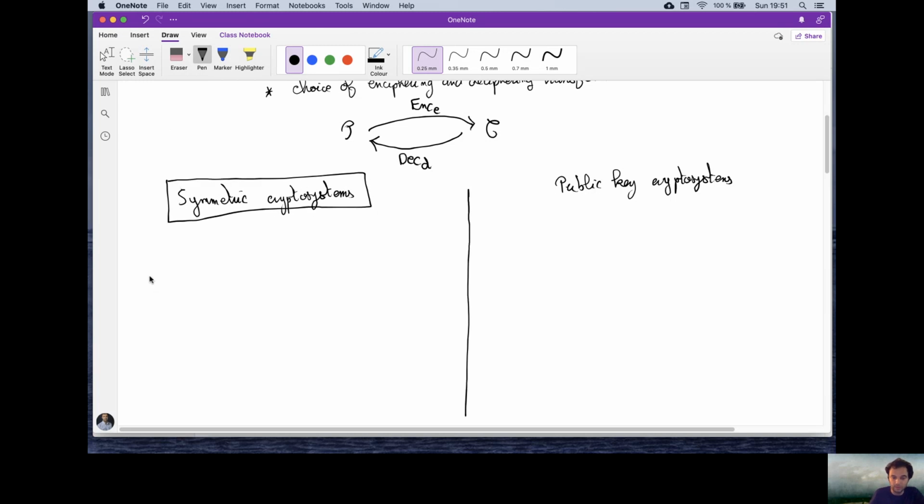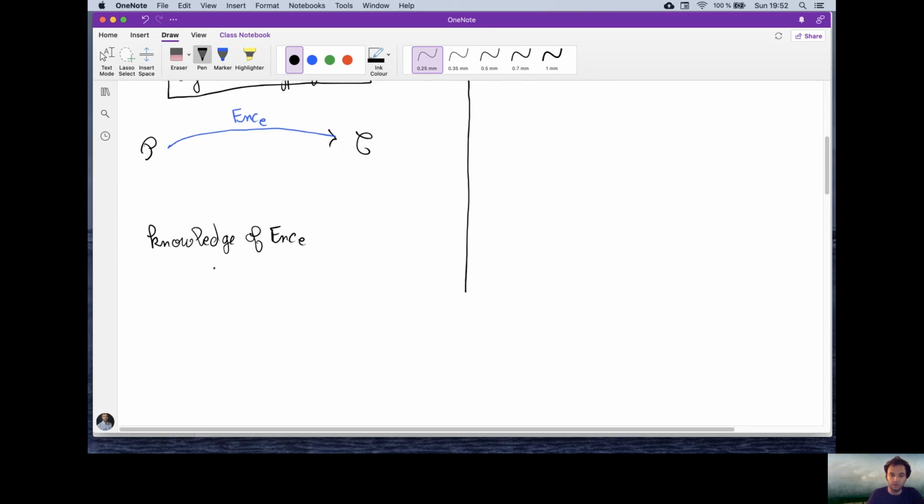As with any cryptosystem, we start with the knowledge of the enciphering transformation here. Let us put this in another color, perhaps in blue. And we ask the following question. Suppose you know the enciphering transformation. Is it the case, yes or no, that with the knowledge of the enciphering transformation, you can automatically deduce the knowledge of the deciphering transformation?